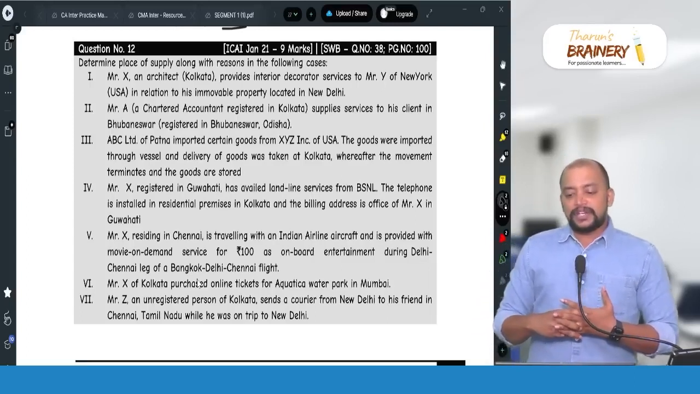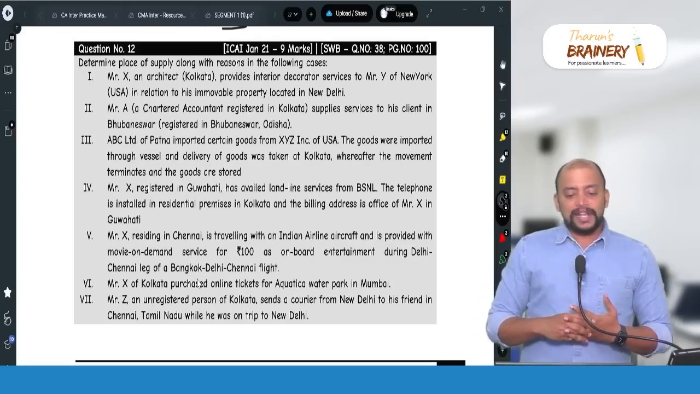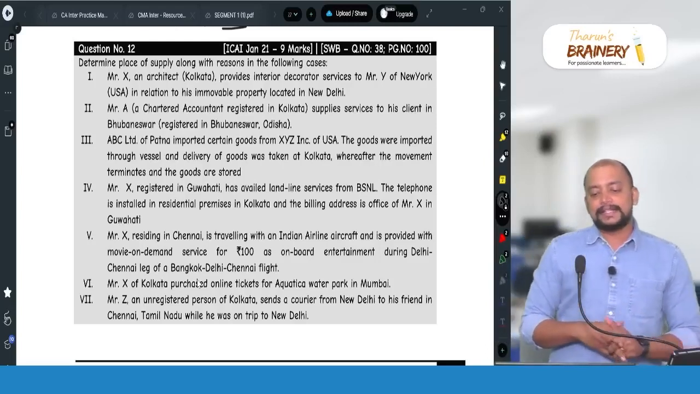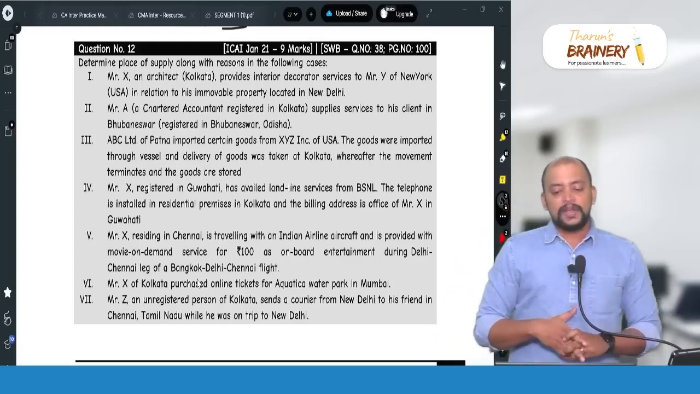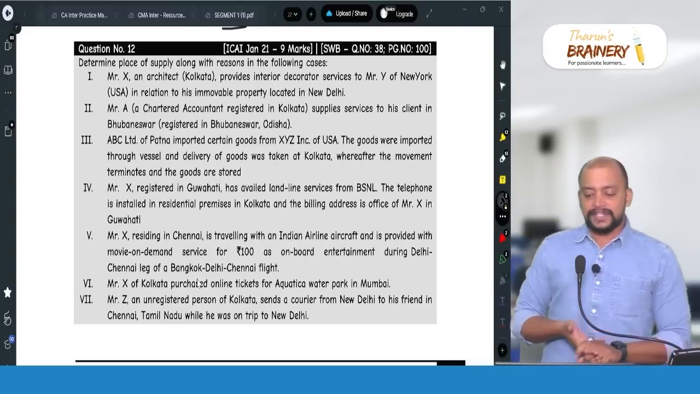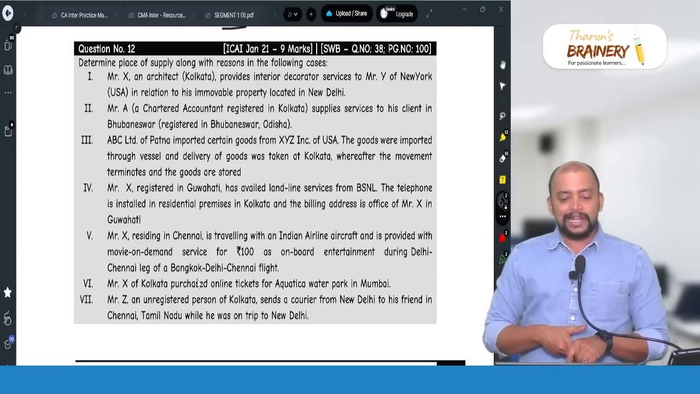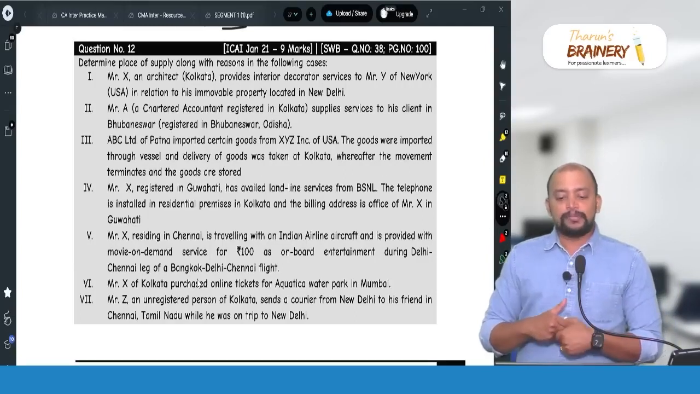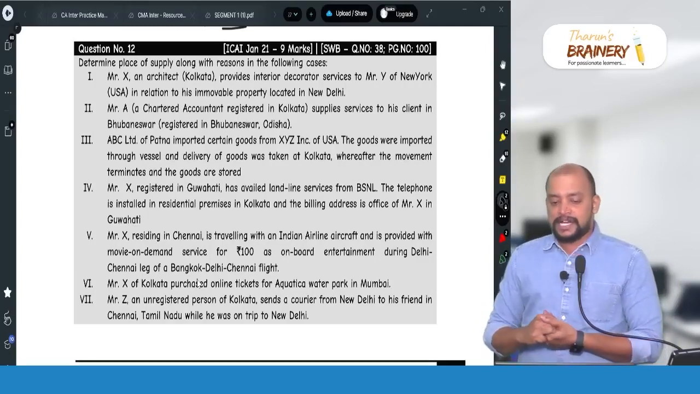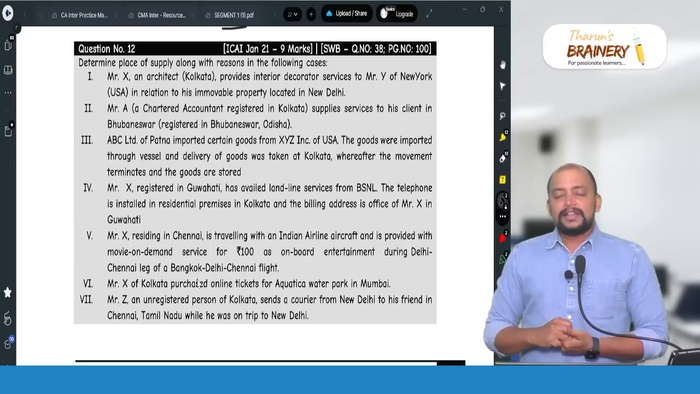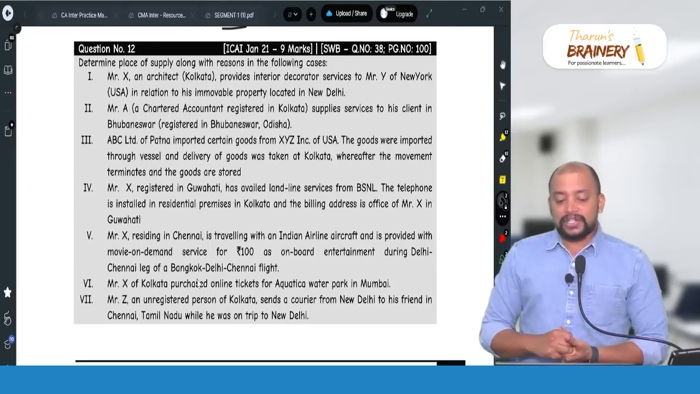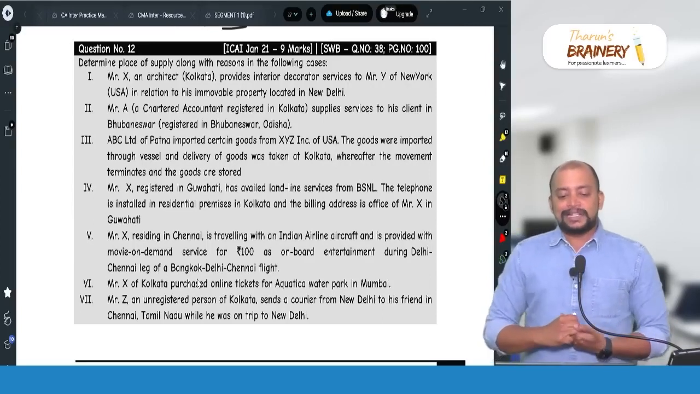So which is in page number 100. Determine place of supply, number 1. Mr. X is an architect, Kolkata, provides interior decorator services to Mr. Y of New York, USA, in relation to his immobile property located in New Delhi. So here place of supply is determined under section 13, because one is in India, other outside India.